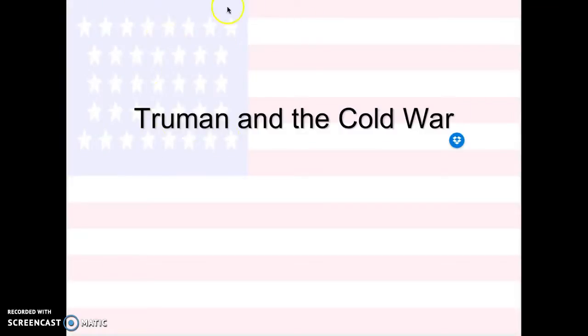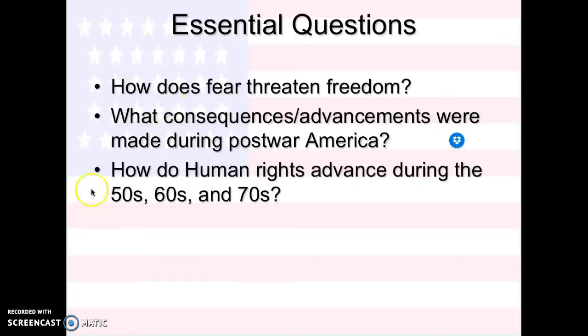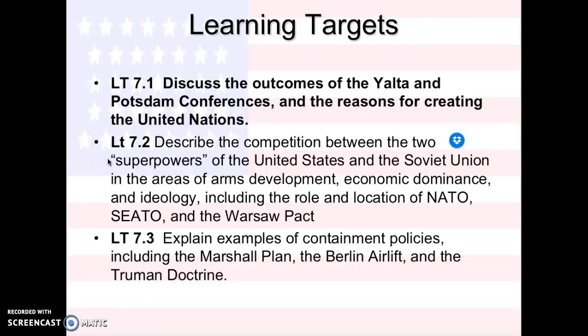Our essential questions for this particular PowerPoint are: how does fear threaten freedom? What consequences or advancements were made during post-war America? And how do human rights advance during the 50s, 60s, and 70s? Here are our learning targets that we're going to be covering today.